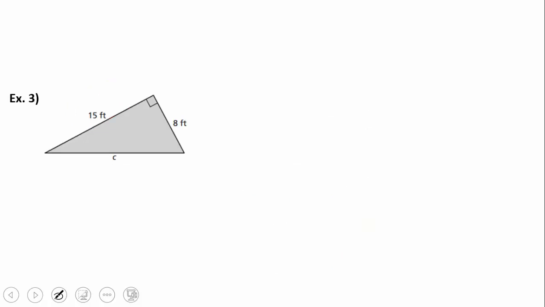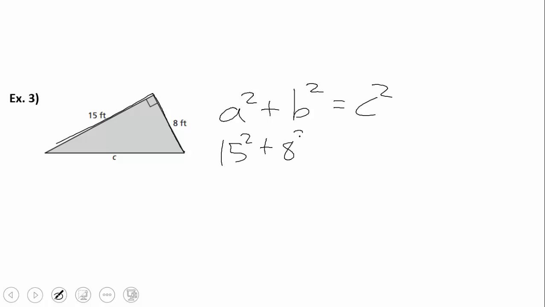Moving on to our last example of the first video. Once again, we have a right triangle. Pythagoras's theorem says if you have a right triangle, then you absolutely have the sum of the squares of the legs, a squared plus b squared, equal to the square of the hypotenuse, c squared. And then again, we find the sides that form the right angle. Those are the legs. So 15 squared plus 8 squared is equal to c squared.